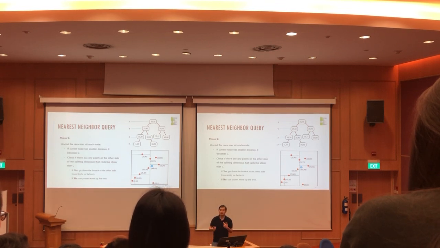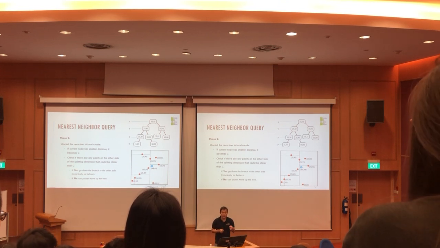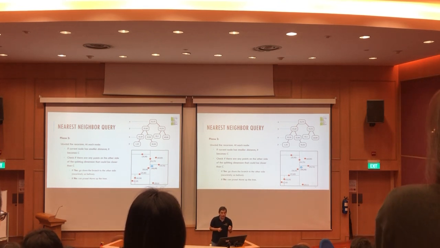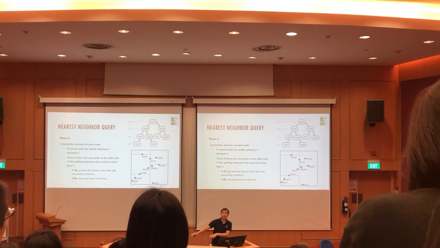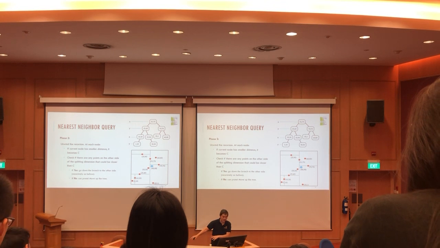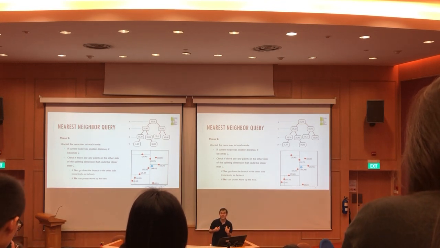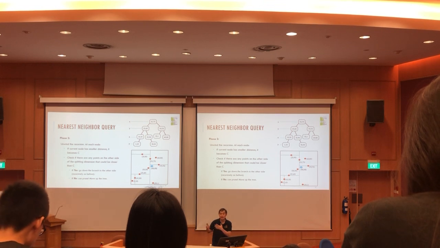You need to unwind the recursion. Unwinding the recursion means you backtrack up the tree. When you're backtracking up the tree, you need to do a check. You need to see whether the branch that you didn't go down, the branch you didn't examine, can have any points there that are closer to you than the current candidate. Can there be points?